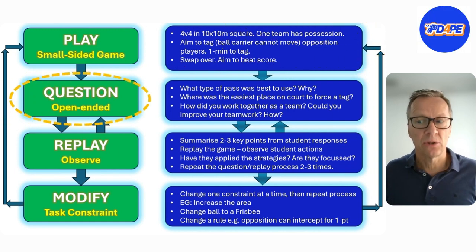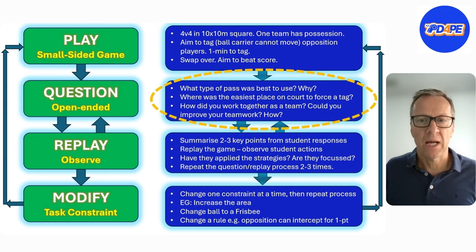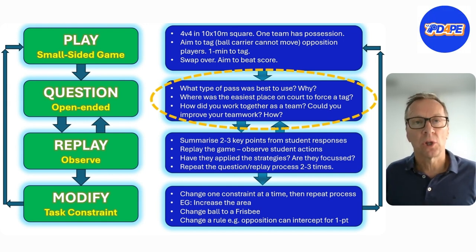So the second step is to use open-ended questions which are directly related back to the 3 student outcomes which we determined at the start. So for example, we could ask a question like, what type of pass was the best to use and why? So within this game, the students or some students will hopefully work out that short, fast and sharp passes are by far the best passes to use in this game in order to get as many tags on the opposition as possible. Why? Because there's not as much time then for the team without the ball to move away from the ball. Versus if it was a long, slow pass, there'd be plenty of time to move away so they're not tagged.